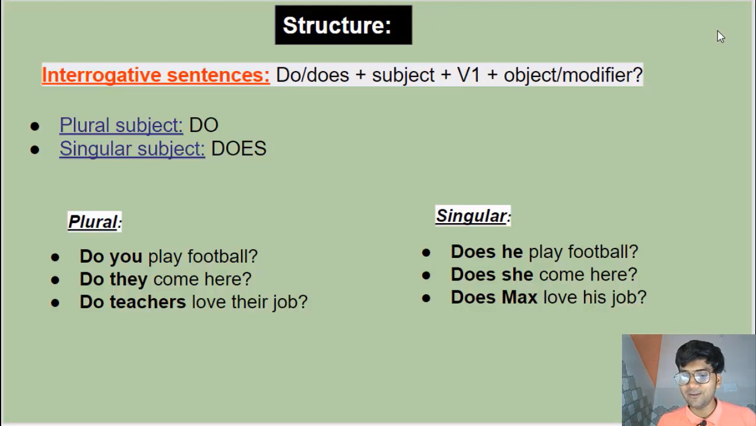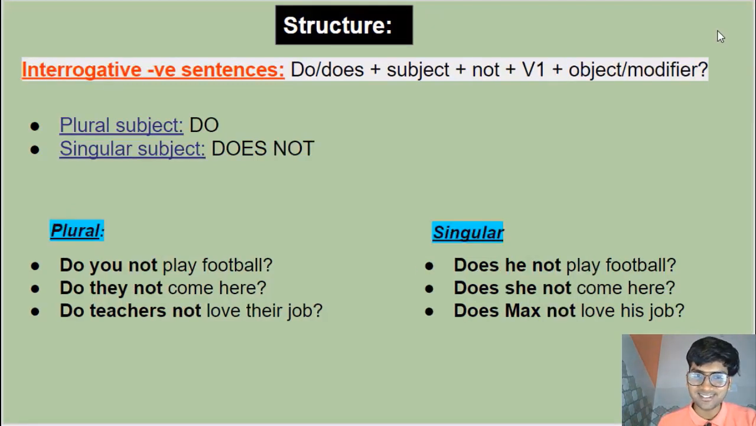Okay. And what do we do in interrogative negative sentences? We just add a not after the subject. Do, does, followed by the subject, then not, V1 followed by object or modifier, then the question mark. Okay. Examples. Do you not play football? Do they not come here? Do teachers not love their job? Singular. Does he not play football? Does she not come here? Does Max not love his job? Okay. So that's how we form interrogative negative sentences in present indefinite tense.